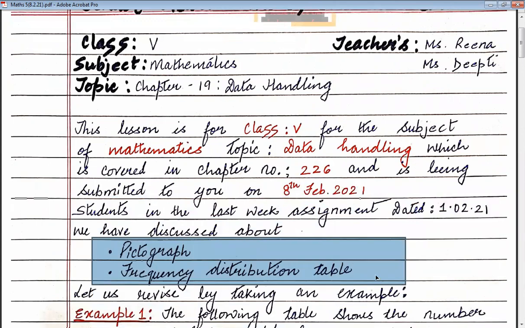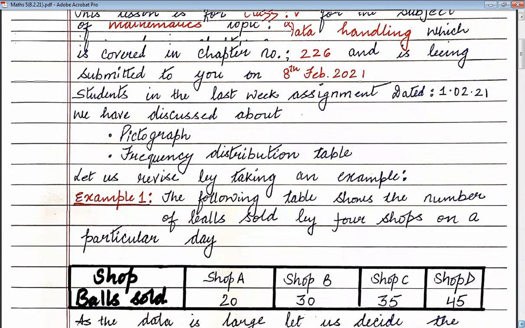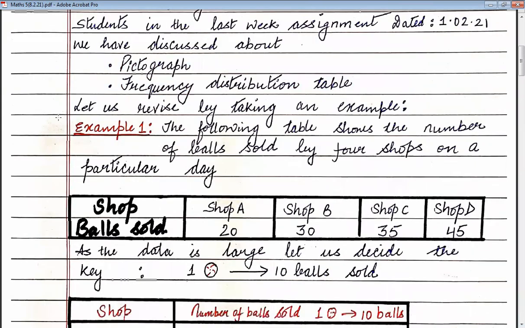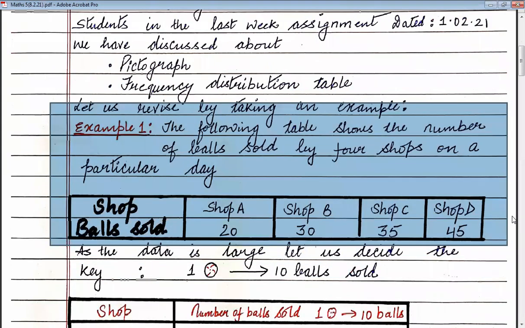Now, let us start today's lesson by taking an example of pictograph. Now, children, you can see that there is a table. Let's read out the table. The following table shows the number of balls sold by 4 shops on a particular day. Now let's read the table carefully. Shop A 20 balls, shop B 30, shop C 35, shop D 45.